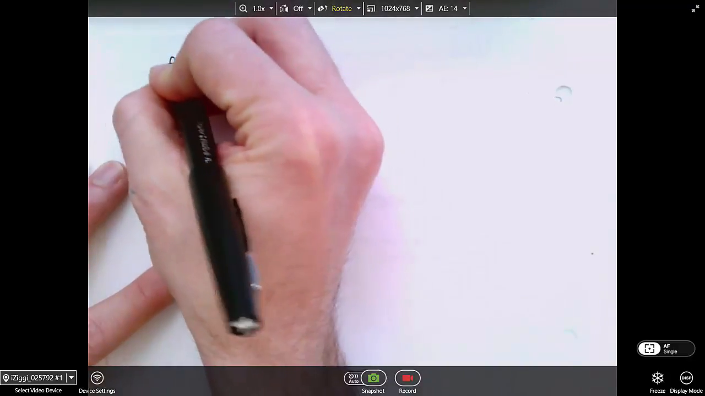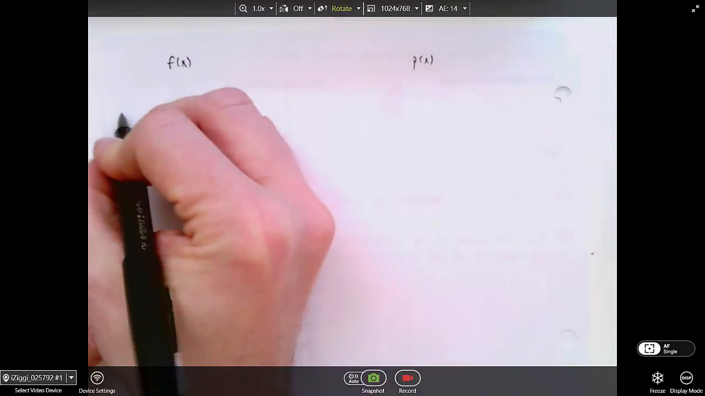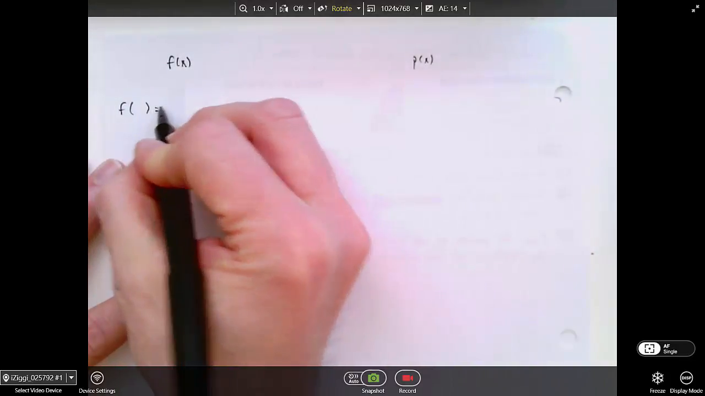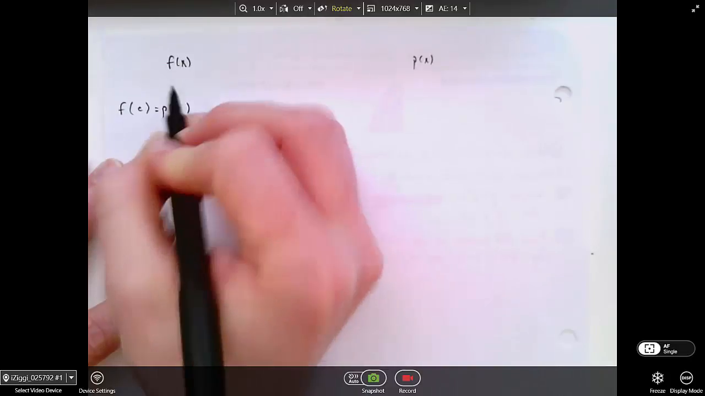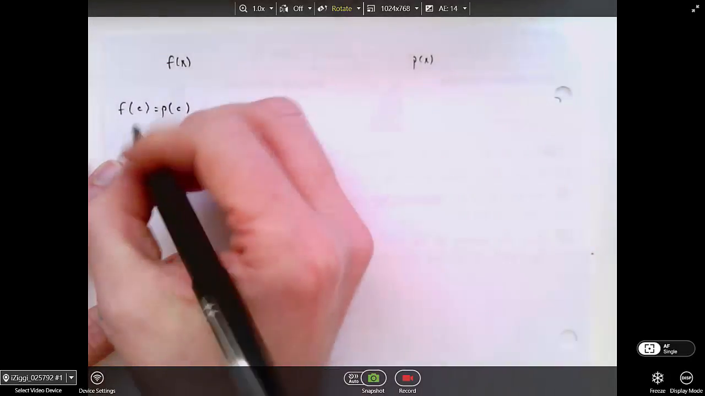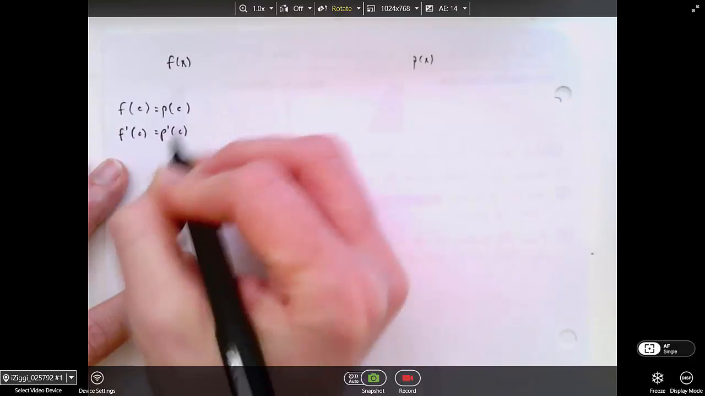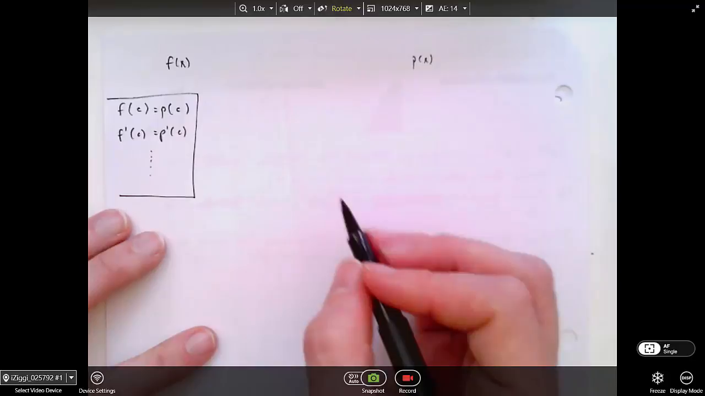So the process, you remember, was we've got some function f of x, and we've got our polynomial. Before, we set f of 0 equal to p of 0, but now since we're centering at a value c, we want f of c to be equal to p of c, f prime of c to be equal to p prime of c, and so on. We want to set all the derivatives equal.